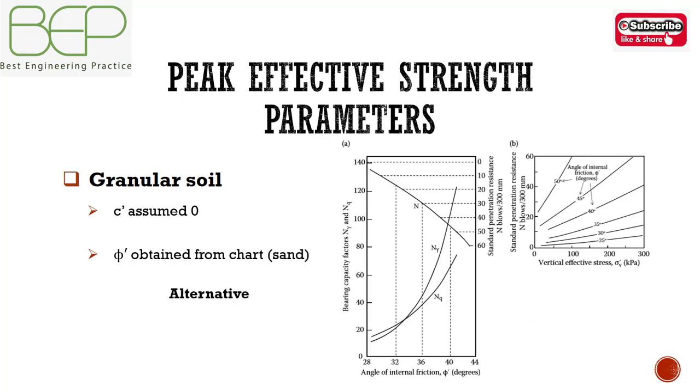Alternatively, Lundgren and Brinch Hansen suggest the following method of estimating phi prime for granular soils. Phi prime is equal to 36 plus phi 1, which is the correction for particle shape, phi 2, which is the correction for particle size, phi 3, which is the correction for the grading, and phi 4, which is the correction for the relative density.